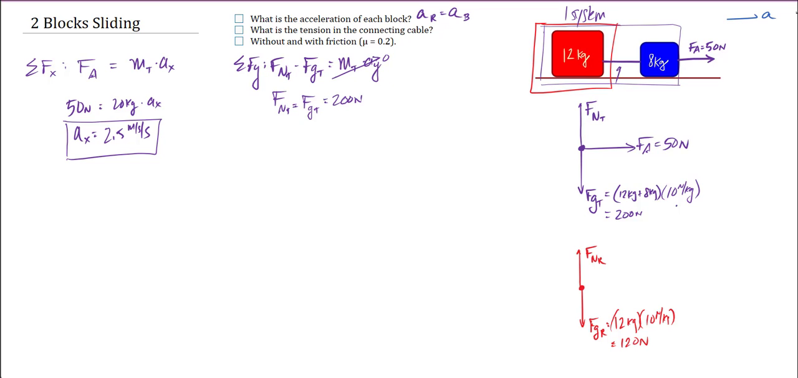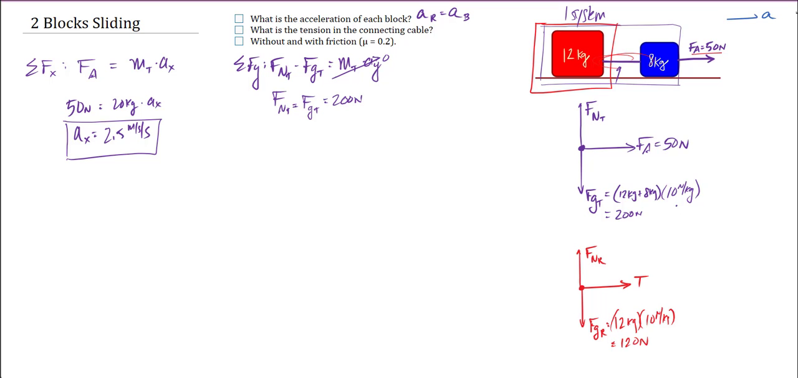Now, this applied force is not acting on the red object. It's acting only on the blue object, so it will not show up in the red object's free body diagram. The only other thing acting on the red object is this cable that's connecting them. So I'll throw that in, and I'm just going to call it T for now. That's the tension we're looking for in this connective cable. So there's my free body diagram.